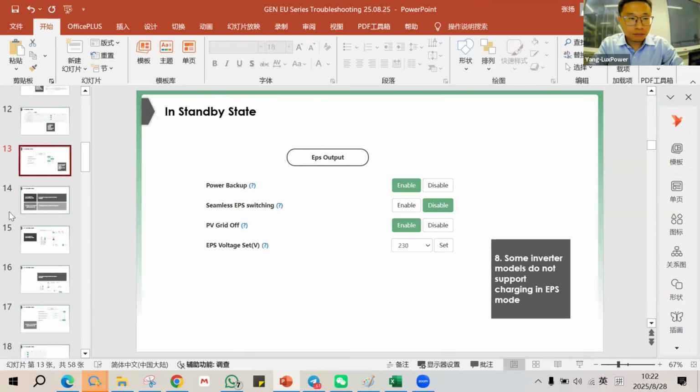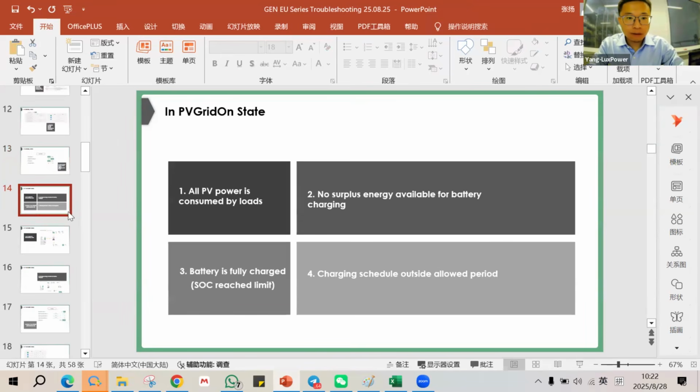And then again we go to the next step. The status is called PV grid on, which means now the PV is available, and the grid is also connected. There's no issue from the grid, and there's also no issue from your PV. In this case, there are still some cases that lead to no charging for the batteries, or charging issues. There are like 4 cases.